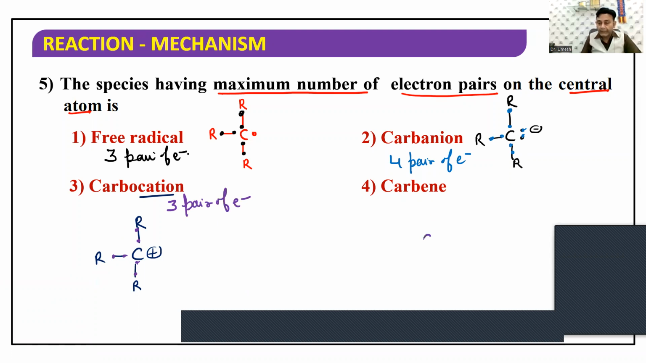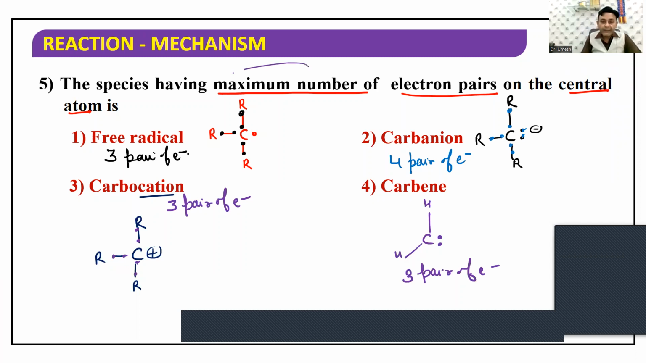And the carbene is this intermediate here. It is a neutral molecule, a neutral intermediate. So again, you can see it has only 3 pairs of electrons.